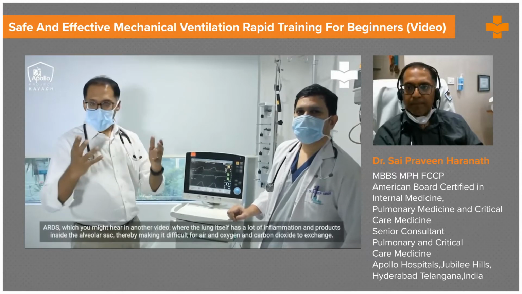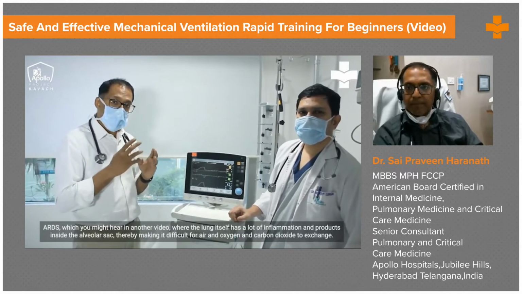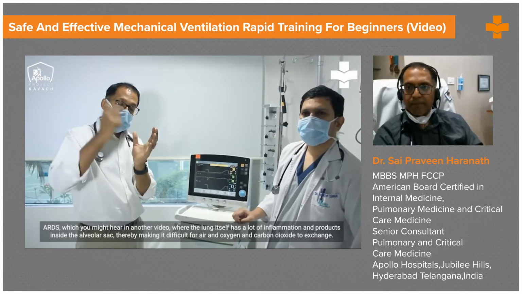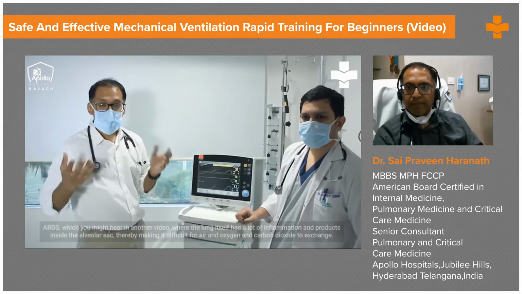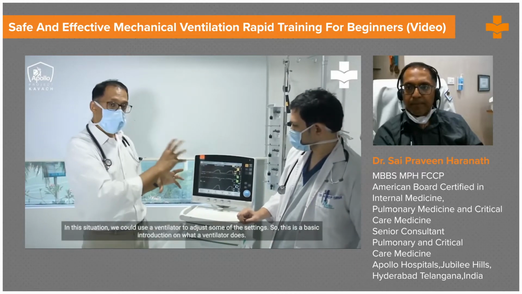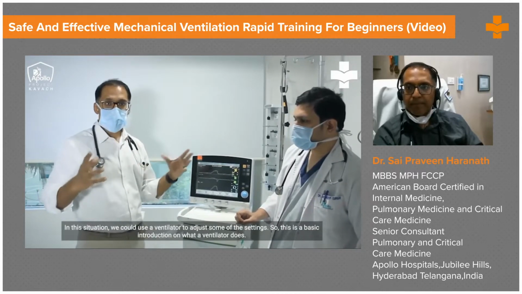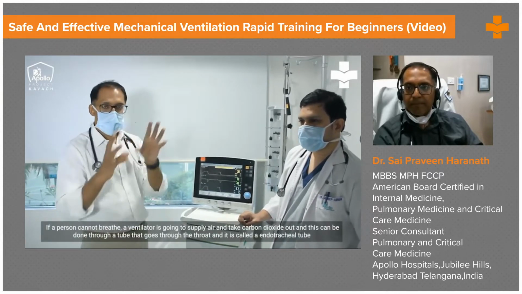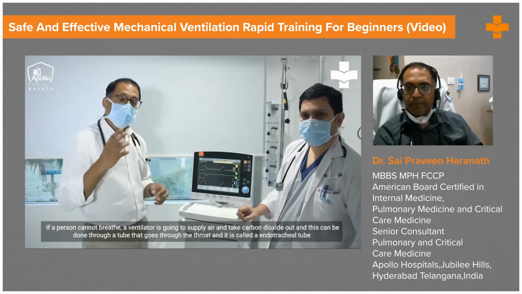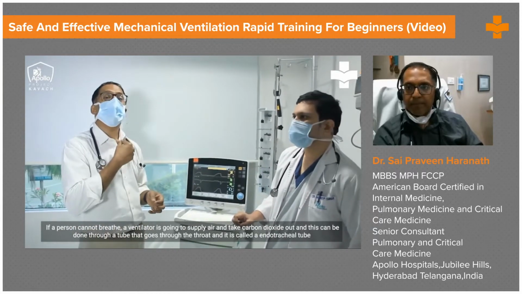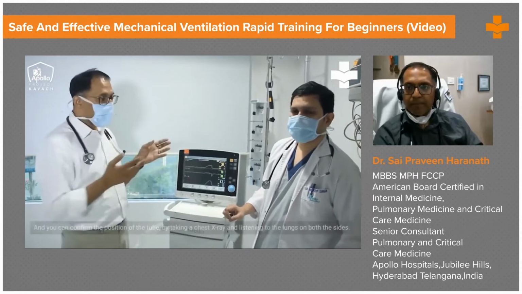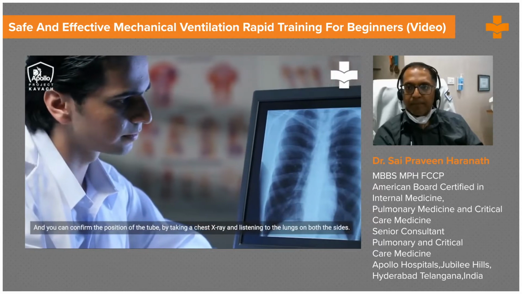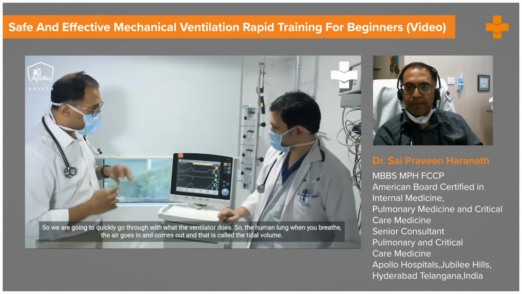In ARDS, which you might hear about in another video, the lung itself has a lot of inflammation and products inside the alveolar sac, so air, oxygen and carbon dioxide cannot exchange. In that situation, you can use the ventilator to adjust some of the settings. So this is a basic introduction on what a ventilator does. If a person cannot breathe, the ventilator is going to supply air and take the carbon dioxide out. This can be done through a tube that goes through the throat, and it is called the endotracheal tube. And you can confirm the position of an endotracheal tube by taking a chest X-ray and listening to the lungs on both sides. So we're going to quickly go through what the ventilator does.